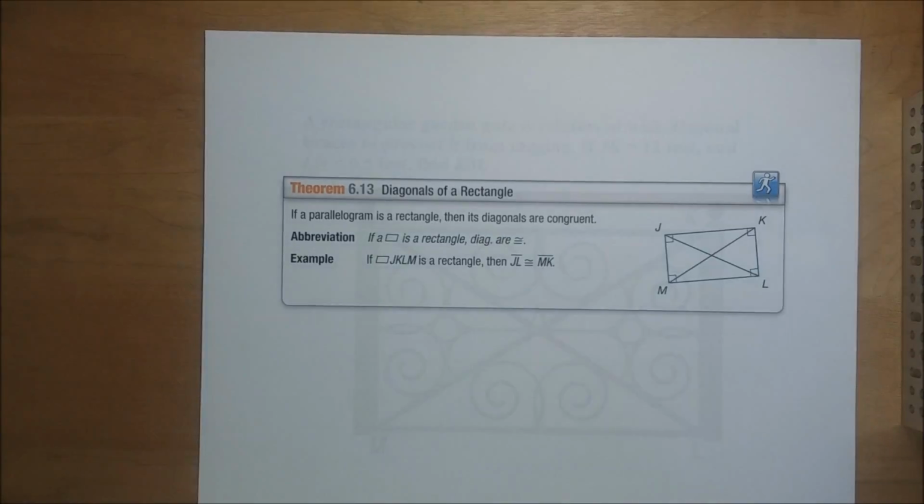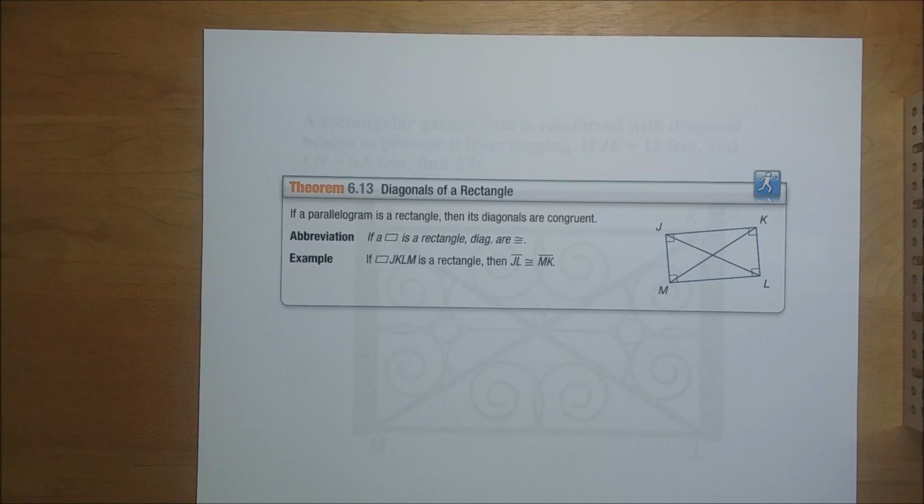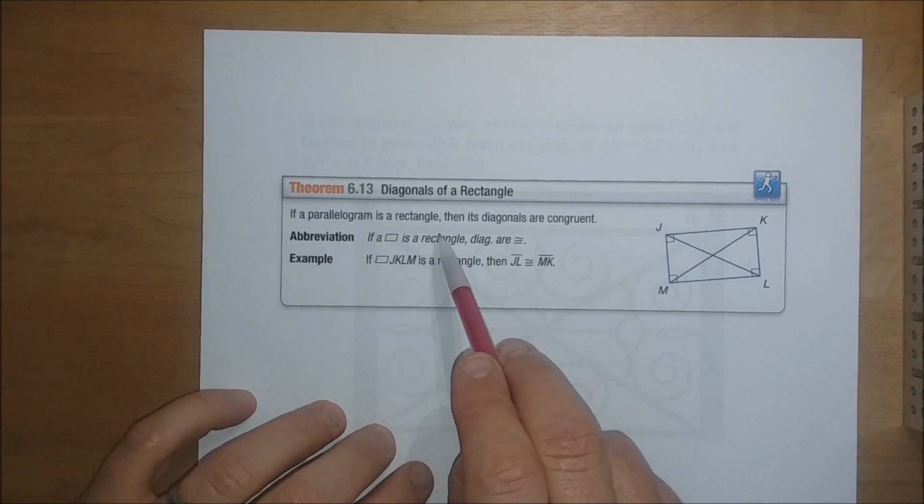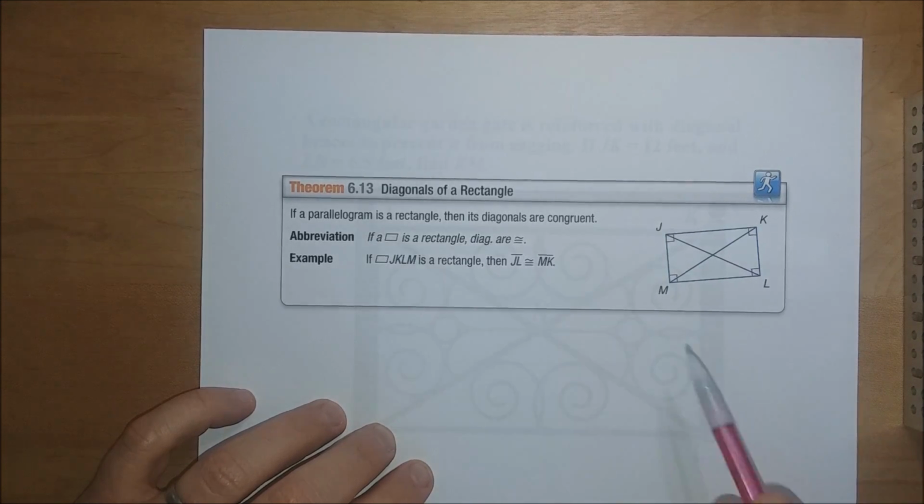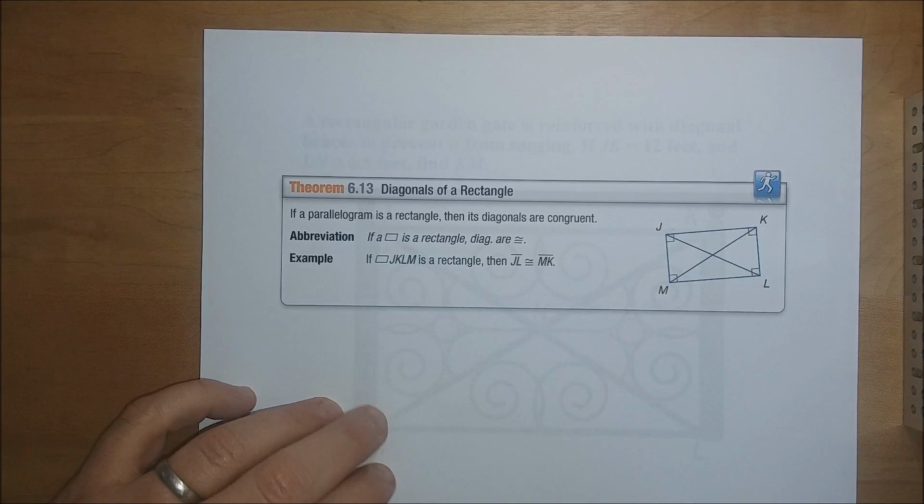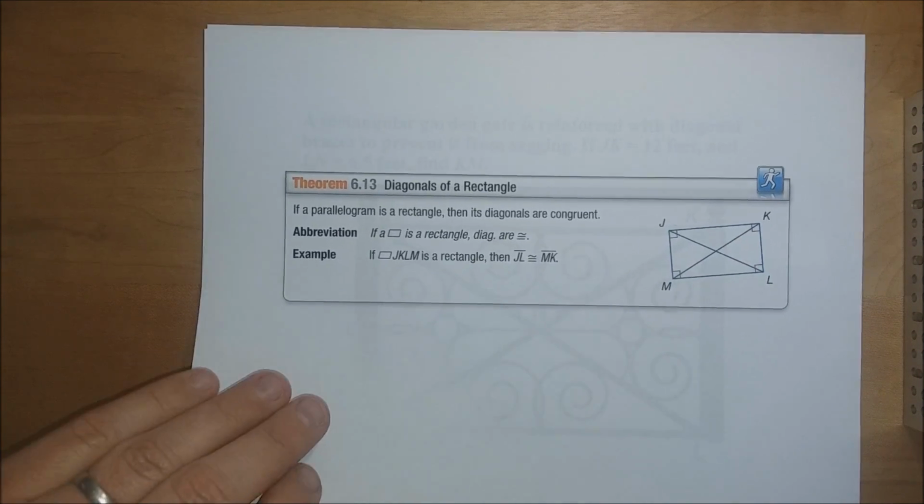All right, so our definition here, Theorem 6.13: if a parallelogram is a rectangle, then its diagonals are congruent. In this case, JL would be congruent to KM. All right, let's try a couple of examples.